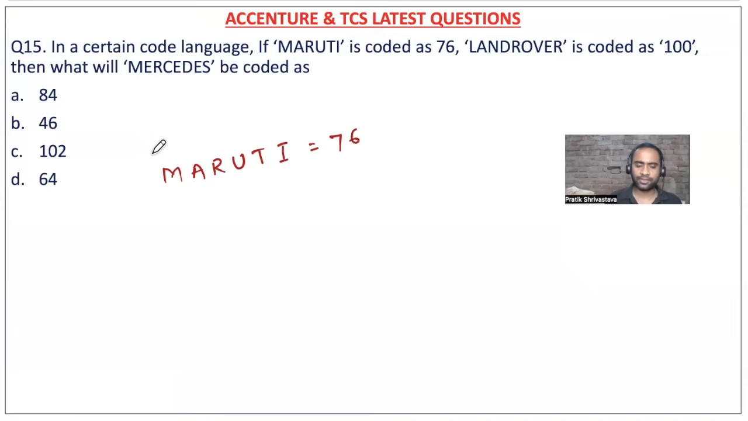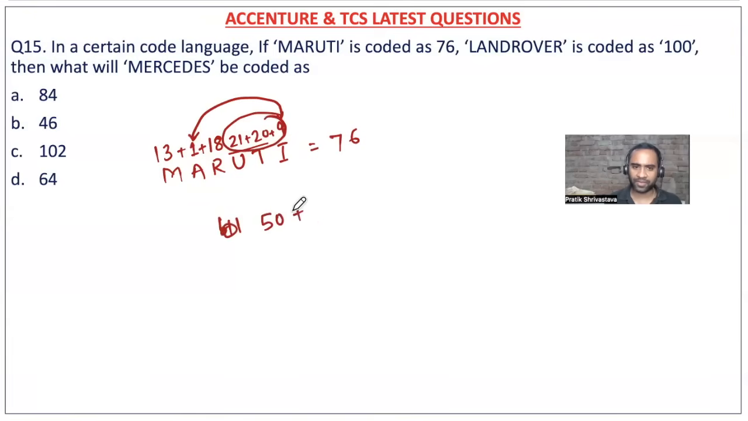Maruti is coded as 76. M is 13, A is 1, R is 18, U is 21, T is 20, I is 9. Add everything. 13 plus 1 is 14. Or do one thing. See, this 9 plus 1 will be 10. And then 20 plus 21 will be 41. This total will be 50. 41 plus 9, 50, plus 19 plus 13. So 20 plus 12 is 32. So this will be nothing but 82. How many letters? 1, 2, 3, 4, 5, 6. 6 letters, subtract 6. It is nothing but 76.